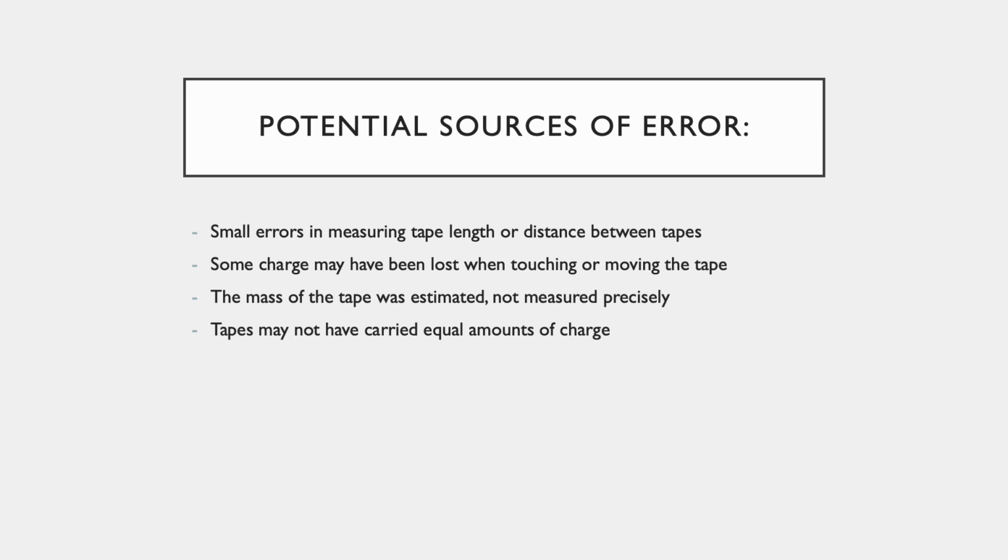Now, for some of the potential sources of error, one was that measuring the distances between the floating tapes was not perfectly precise, and some charge could have been lost through handling, and the tapes might not have had identical charges, which could have all affected the accuracy of the charge calculation.